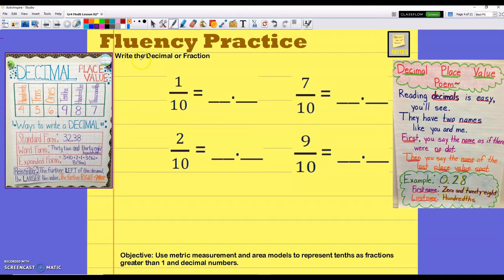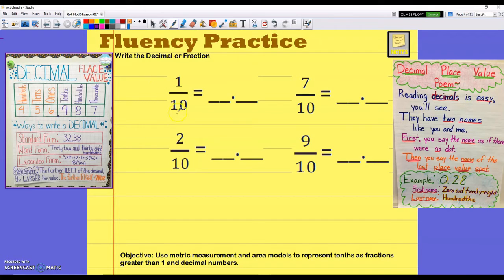Fluency practice. Write the decimal or fraction. So here we're given 4 fractions, and we're going to have to write these as decimals. So how do we pronounce these decimals? Reading decimals is easy. You'll see they have 2 names like you and me. First you say the name as if there were no dot. Then you say the name of the last place value in its spot.